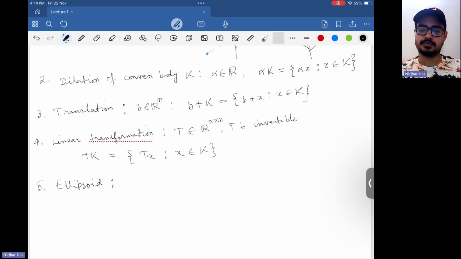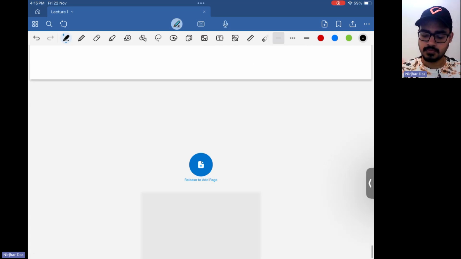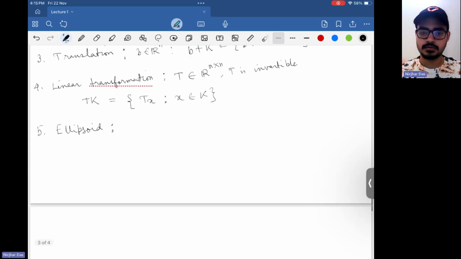We will ask this question: if you have a convex body and you look at all ellipsoids that are within this convex body, then what can you say about the ellipsoid with the maximum volume? We will see what maximum volume means and what this ellipsoid is about through John's theorem. So I'll define the ellipsoid.